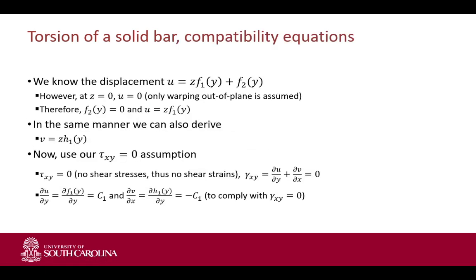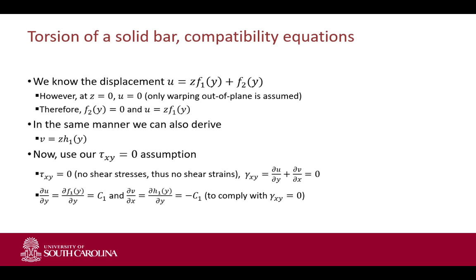Because of that, we know that at z equal to 0, u must be equal to 0. And if we plug this into the first equation that we have, it automatically means that our second function, which is dependent on y only, must be equal to 0. So our displacement u is now a function of z multiplied times a function f1 that is dependent on y only.